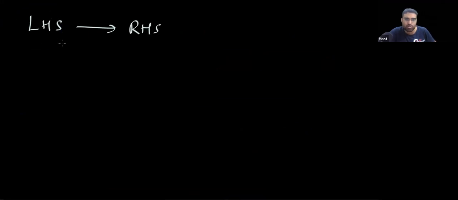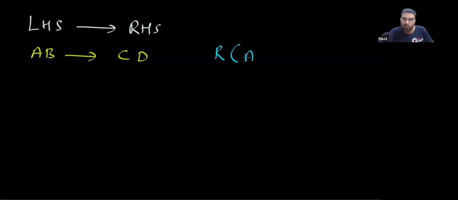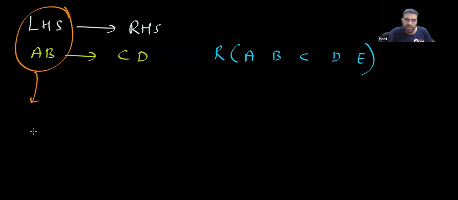In the LHS, let's assume you have AB determining CD. Then how will you represent it? A, B, C, D, E. How will you represent it? Very simple. This is your LHS, right? So for this LHS, you will use it without arrow.